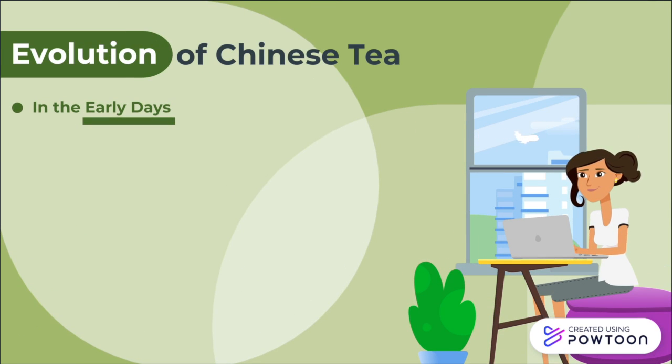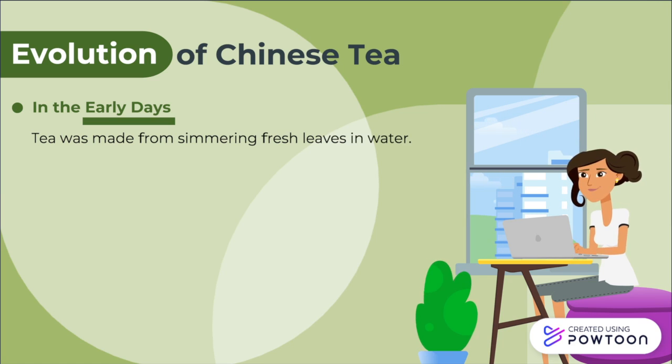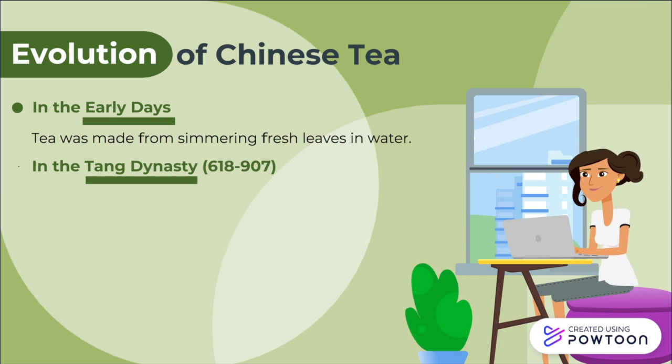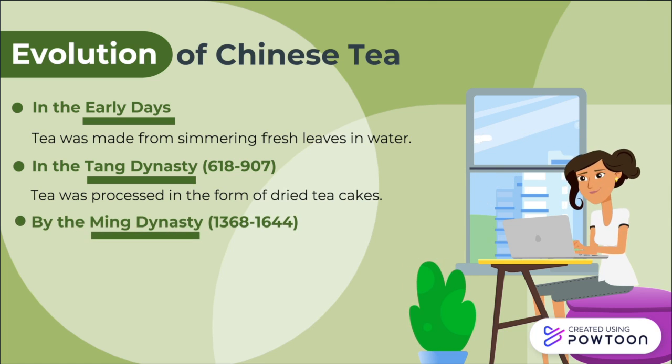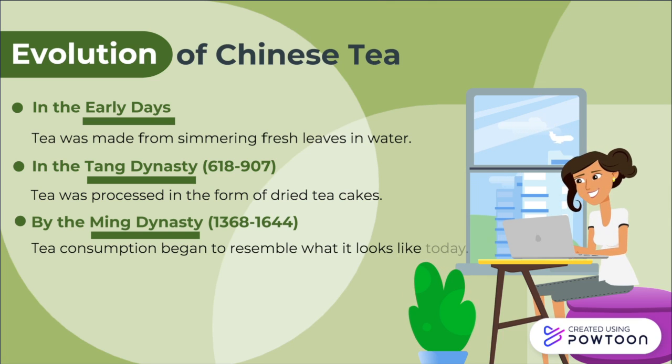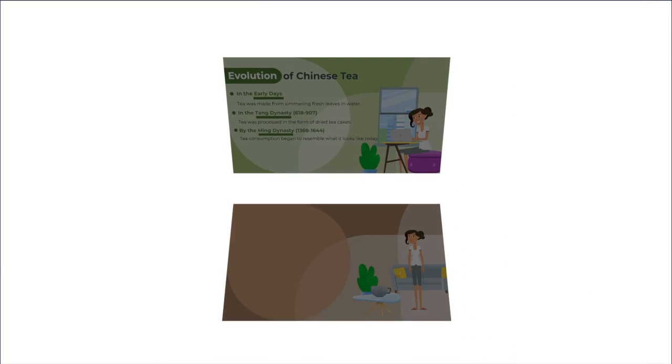In the early days, tea was made by simmering fresh leaves in water. In the Tang Dynasty, it was processed in the form of dried tea cakes. By the Ming Dynasty, tea consumption began to resemble what it looks like today.